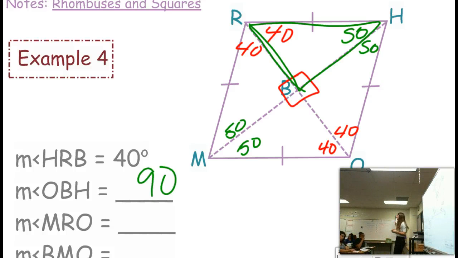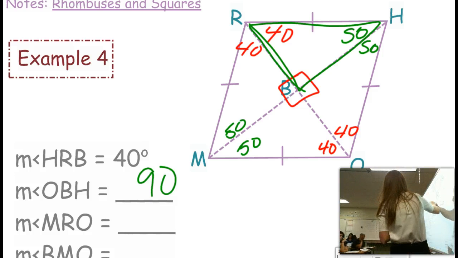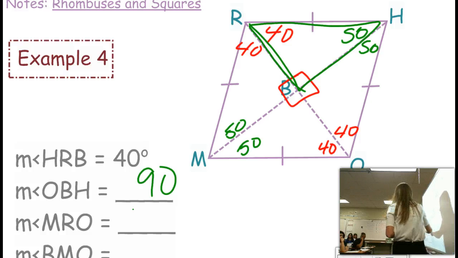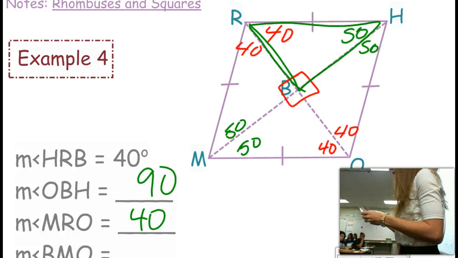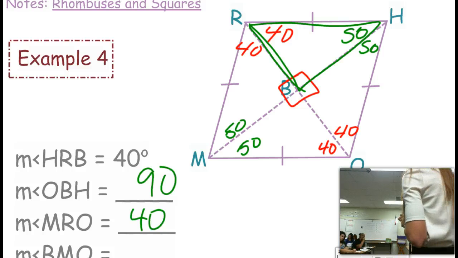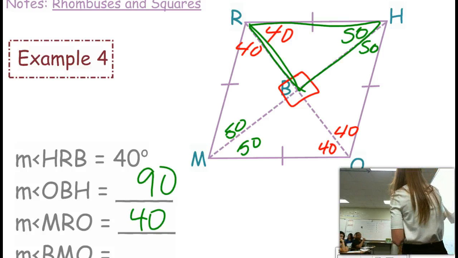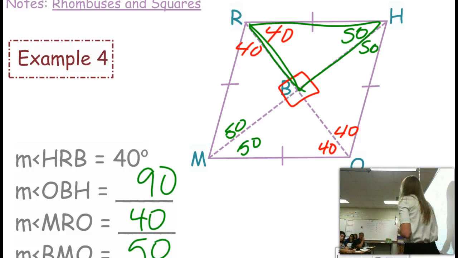Kenneth, angle MRO. What's the measure of it? Look at the picture. M to R to O. Is it 40? It's 40. It's already labeled. I'm just making sure you know how to grab the right angle. And angle BMO. 50. Okay, can we move on? Let's move on.